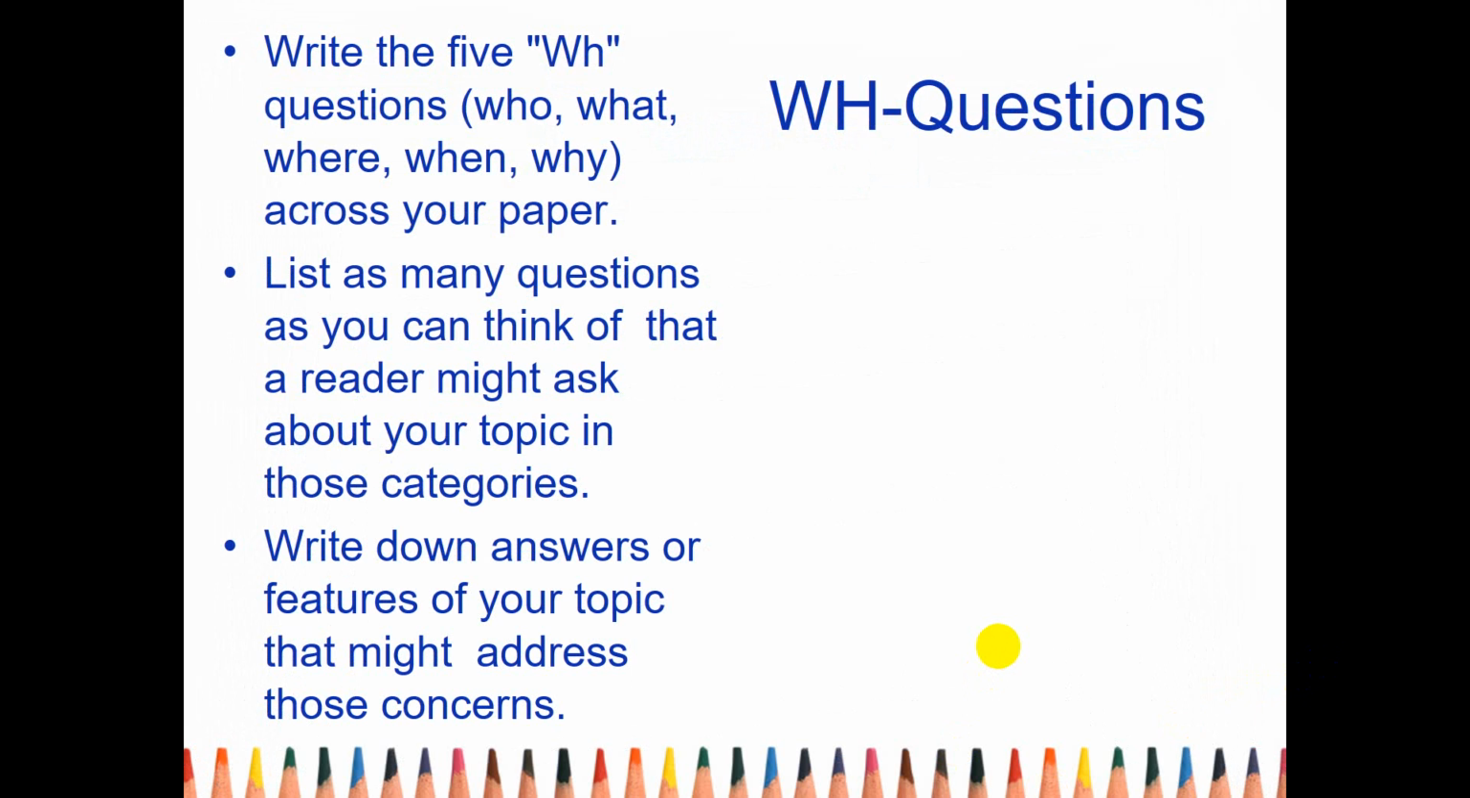Next is WH questions. As the name indicates, it can be who, what, where, when, or why. Here it is related to questions. We can list as many questions as you can think of that your reader might ask about the topic or the categories. And then from the WH questions, you can write the answers.